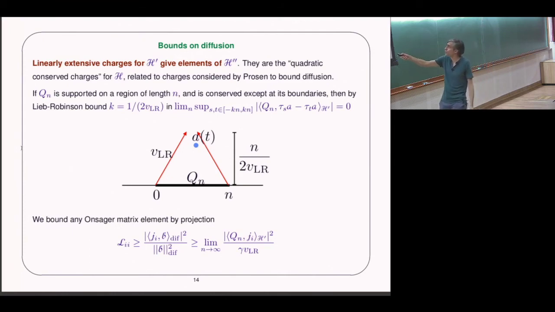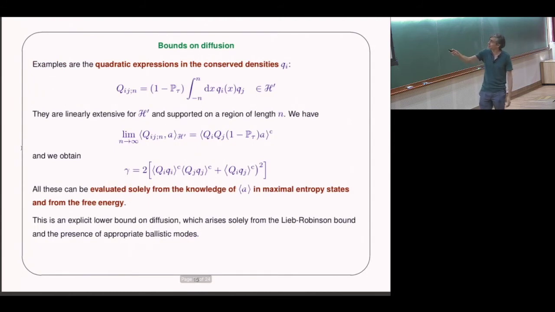Now, these Qn, what are these Qn that we can construct? So here is an explicit example of some charge which is linearly extensive in H prime, as I integrate over T. Okay? What is this charge? Well, take the ordinary conserved density, the one that we know about, the conserved energy density or momentum density and all that. And consider the product of two such things, but integrated over X from minus n to n. So here I'm thinking of that in H prime, so there's no position anymore. I've integrated out the position.